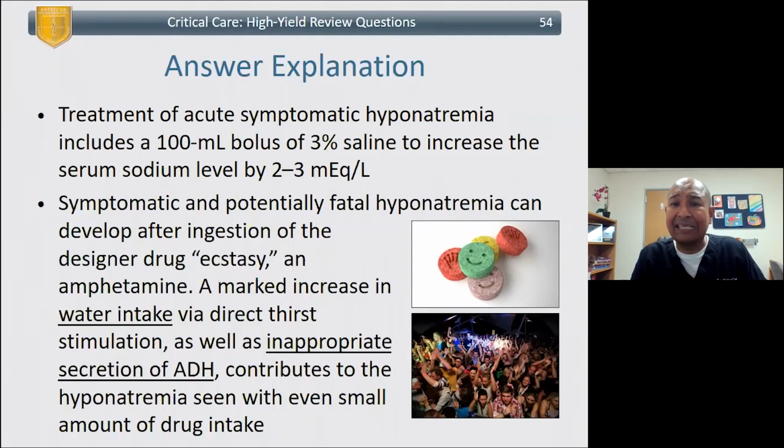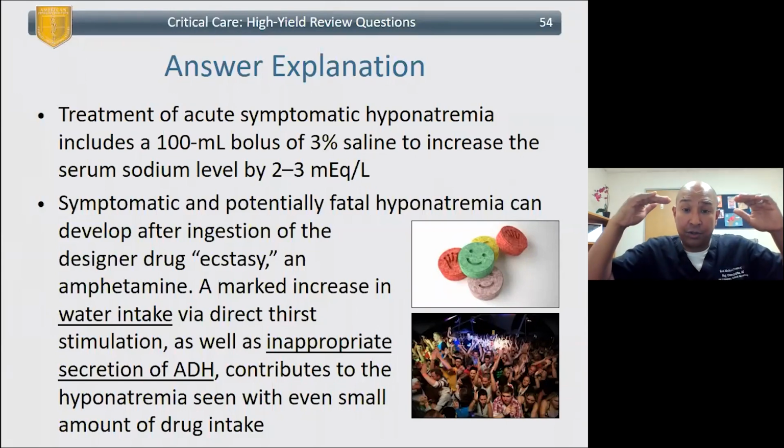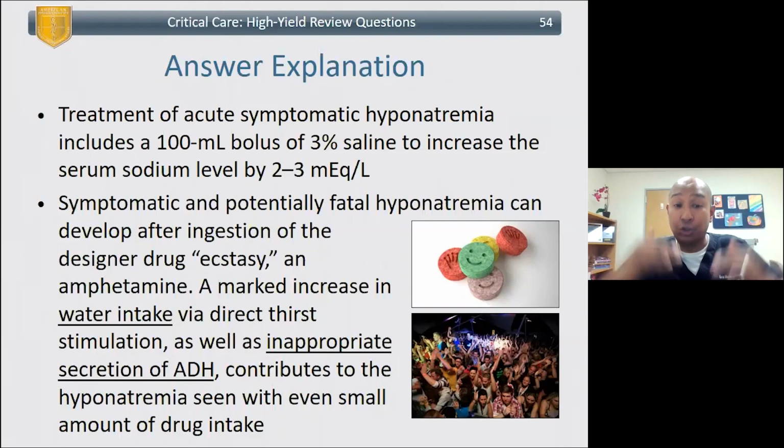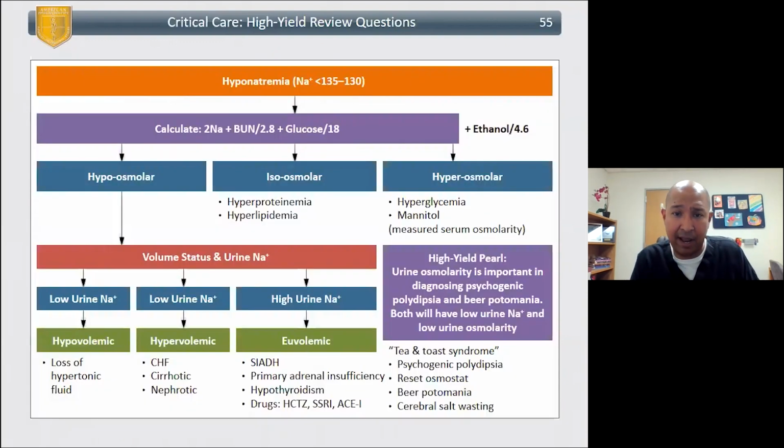This SIADH-type syndrome, where you have inappropriate secretion of antidiuretic hormone. So if you're retaining the fluid and you're drinking fluid, your sodium is really going to what? Drop. And what's scary about this is that this drop in sodium can occur regardless of how much you took. So this is going to be a triple star, high-yield pearl for the board exams.